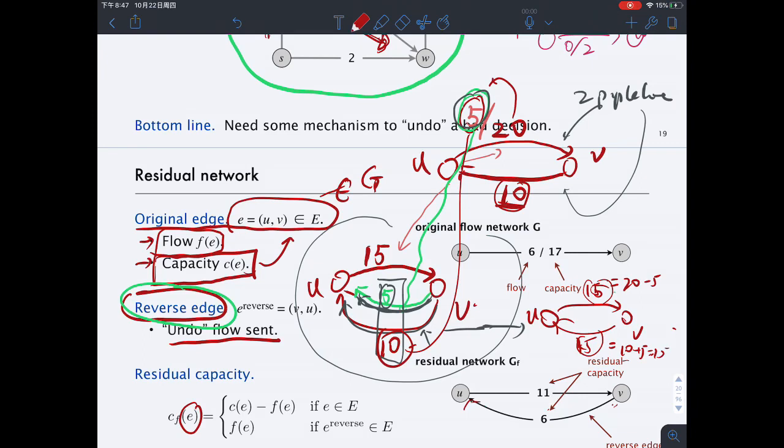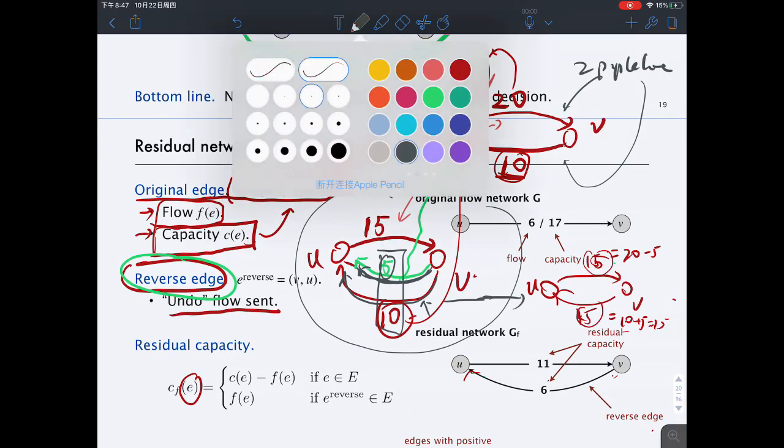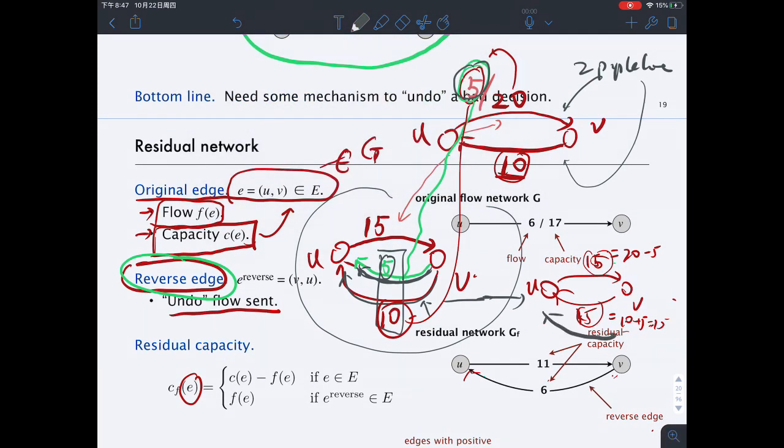So that basically just means that at this moment I'm both able to push 15 units of flow from U to V and also push 15 units of flow from V to U. Let's just imagine what happens if I really want to push 15 units of flow from V to U.